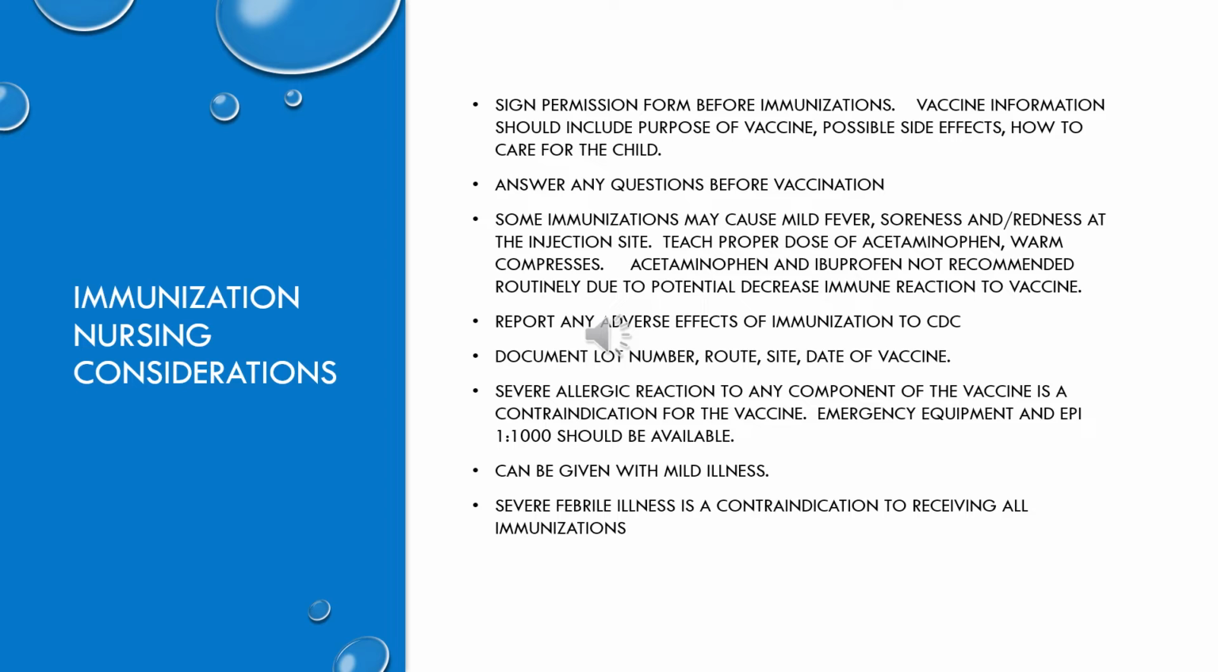And this is why we document the lot number, the route, the site, the date of the vaccine. Particularly that lot number is very important if for some reason the CDC finds out that a particular lot of vaccine that was produced is not effective or potentially could be contaminated. They need a way of tracking down those patients who received that vaccine. So making sure we document that is very important.